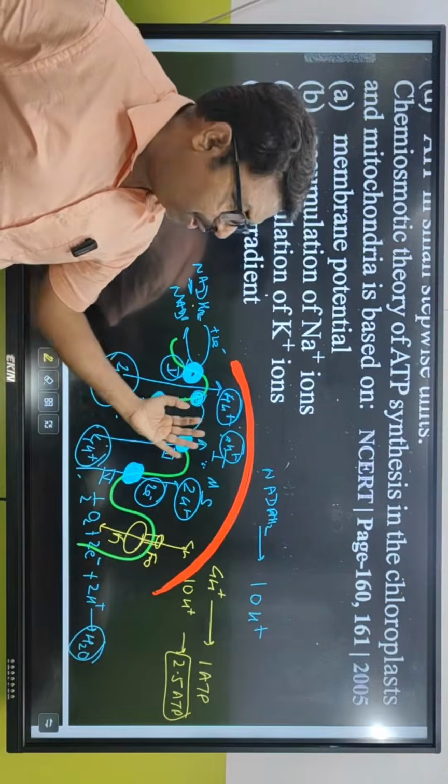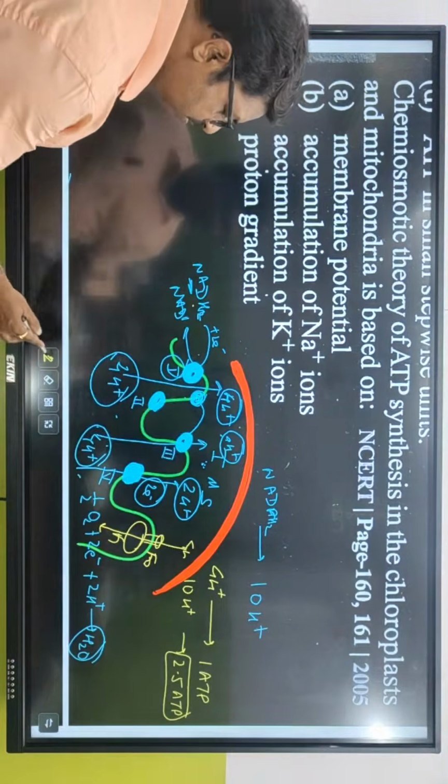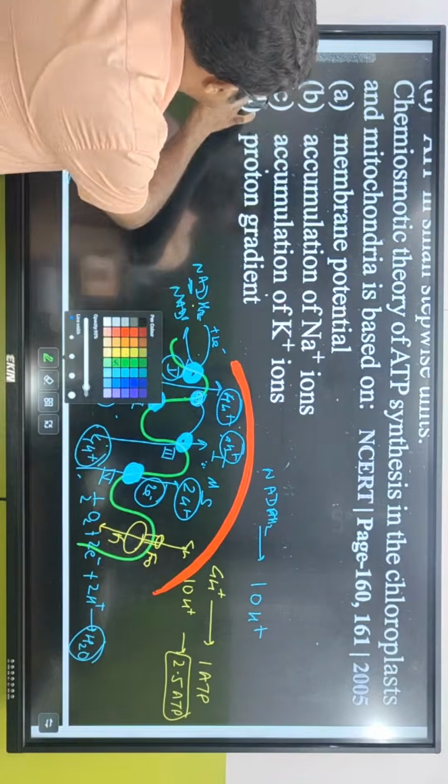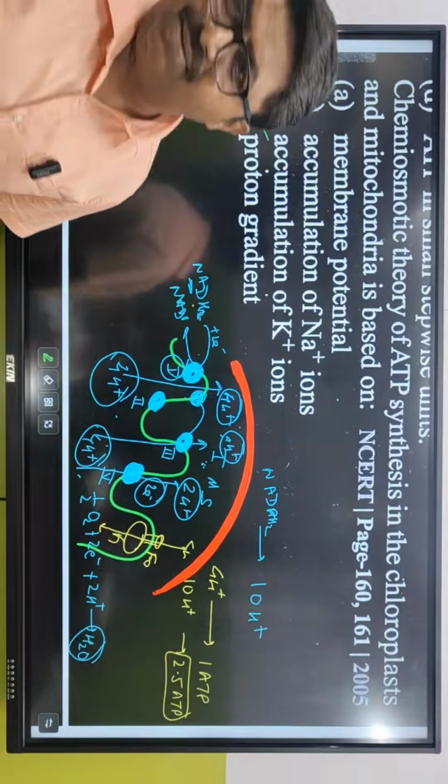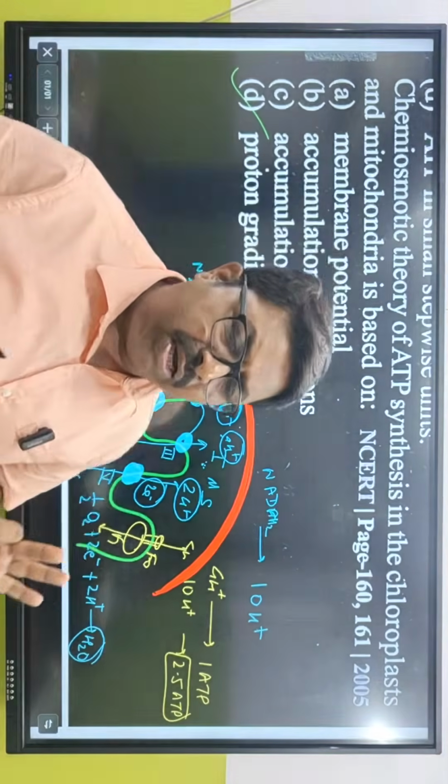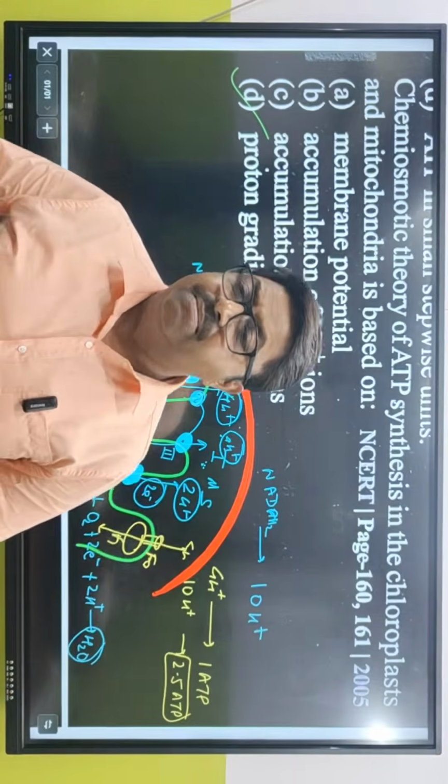So what has been created here? Proton gradient. So what is the answer going to be? Proton gradient. Check it out if you have got any doubt in the ETS. ETS is very, very important.